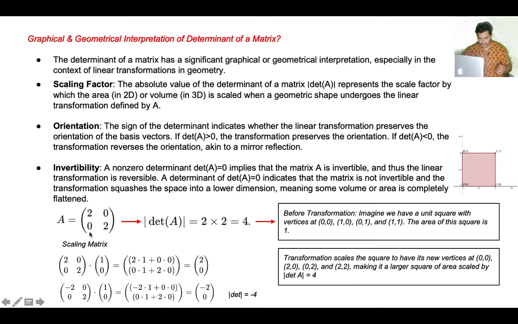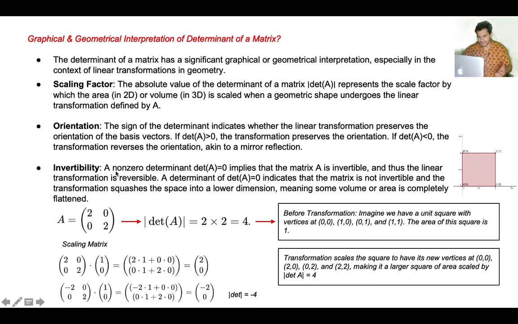Like in case the matrix was not [2, 0; 0, 2], but [-2, 0; 0, 2], the point (1, 0) would have become (-2, 0). And the area would have still been 4, but it would not have preserved the orientation. That is, it would not have remained in the first quadrant, but changed the quadrant, right? So if the determinant is negative, it means that the orientation is not preserved, and the value of the determinant basically means, when a geometrical shape undergoes linear transformation through this matrix, the determinant of this matrix will denote the scale factor by which the geometric shape will get scaled up.